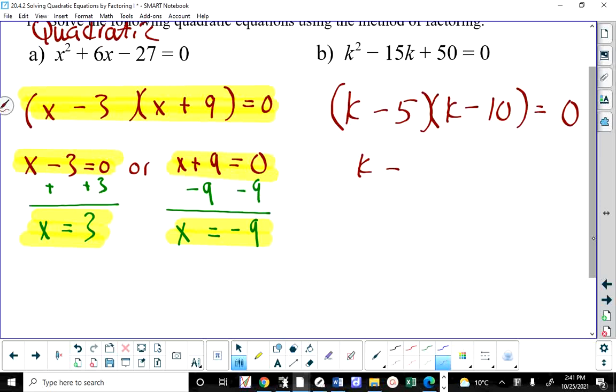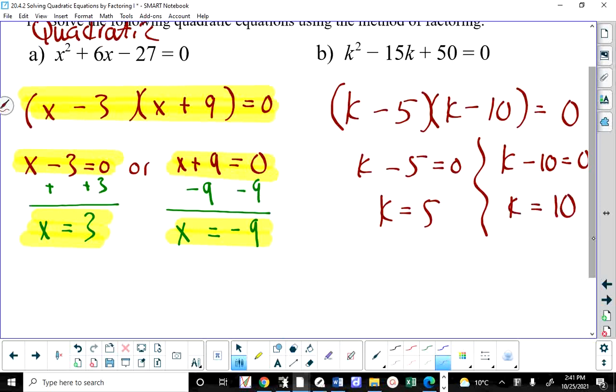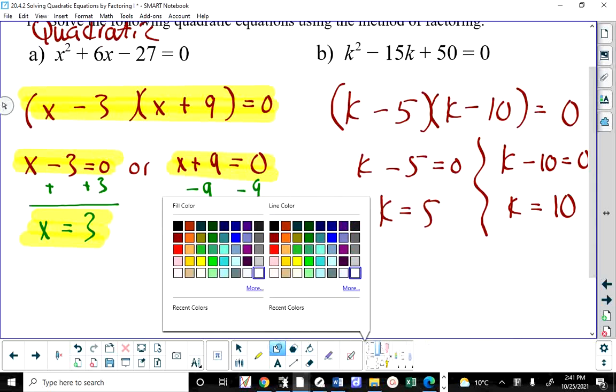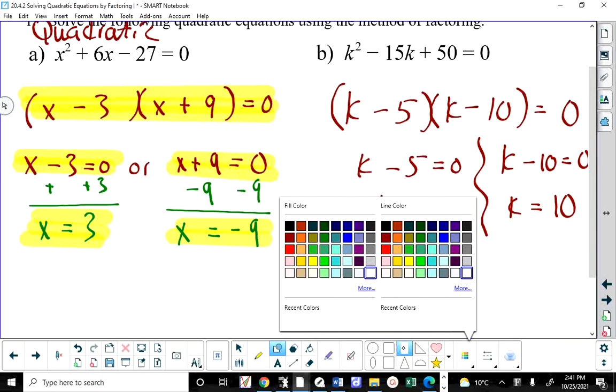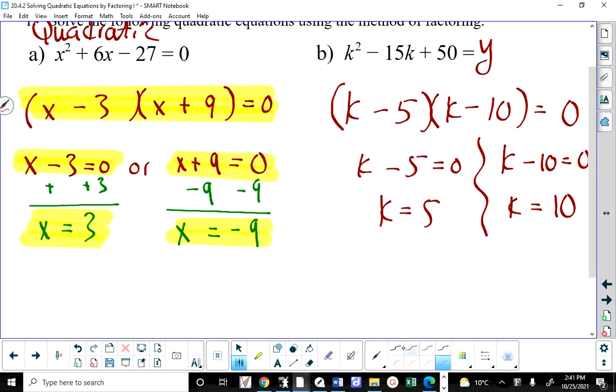So that means that k minus 5 equals 0. It also means k minus 10 equals 0, which means k equals 5 and k equals 10. Which, by the way, this is interesting. If I said to you algebraically, don't change anything. If I said to you, come on, find the x-intercepts of that function, or the k-intercepts, but you can't use your graphing calculator. You do this. These are the x-intercepts.